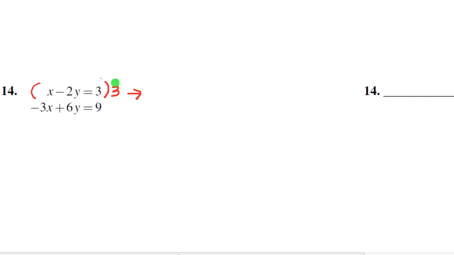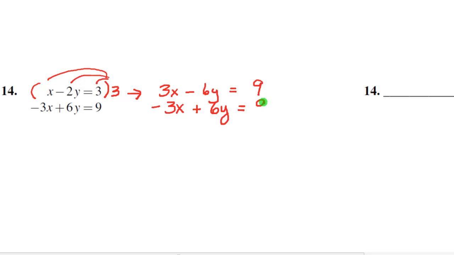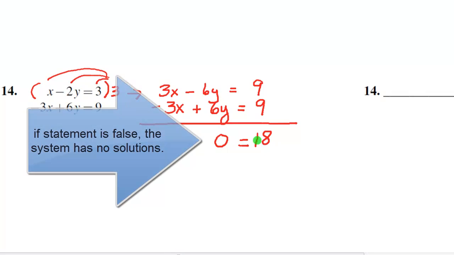This equation, again, we're going to eliminate x this time, and I need a positive 3 to match my negative 3 below, so I multiply the top equation by 3, and I get 3x minus 6y equals 9. Then I rewrite my bottom equation, get negative 3x plus 6y equals 9. Again, I notice that both my x and my y's are canceling, but on the right-hand side I get this time an 18. So 0 does not equal 18.